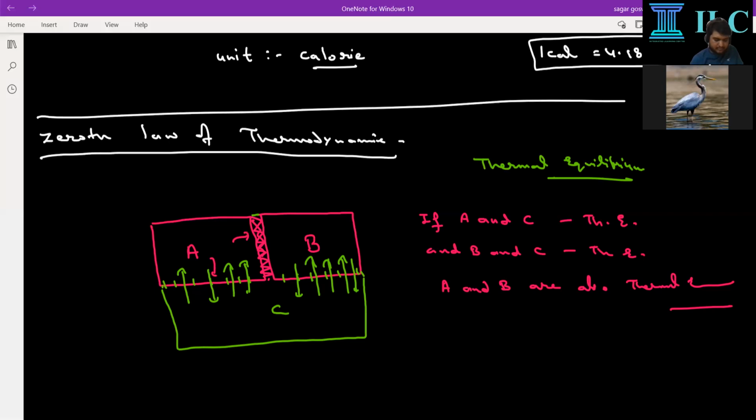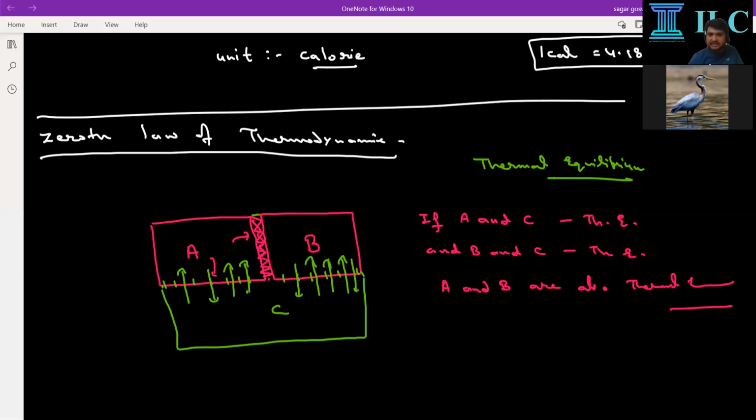One sec. I think I understand the law, but I don't know how to put it in simple words. You didn't understand the zeroth law of thermodynamics? No, I understand it, but I don't know what to write. You have to write only this thing.